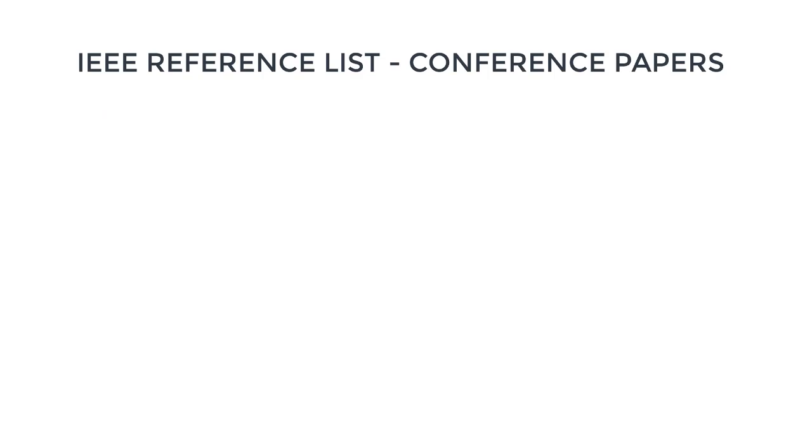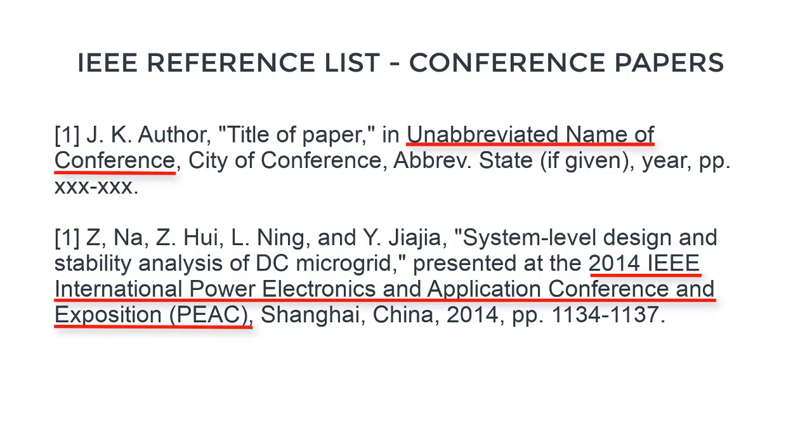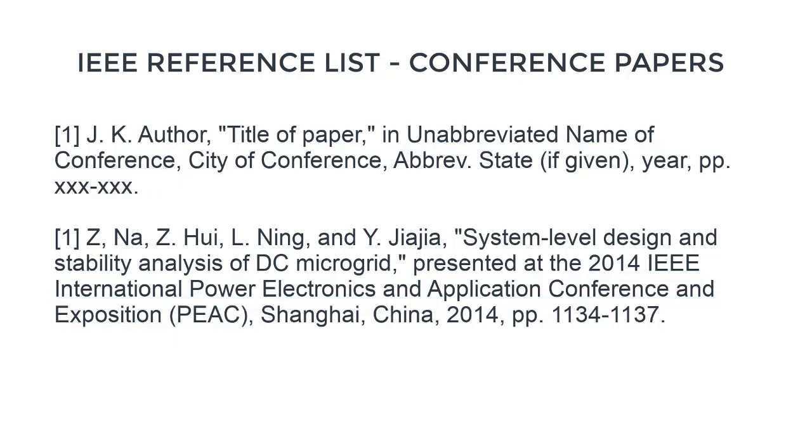Conference papers are another popular form of technical literature. To cite a conference paper, start again with the number of the citation, followed by the author, then the title of the paper in quotation marks. Then include the full name of the conference at which the paper was presented and the location of the conference if it is given. Then list the year of the conference and the page range of the paper if it is available.